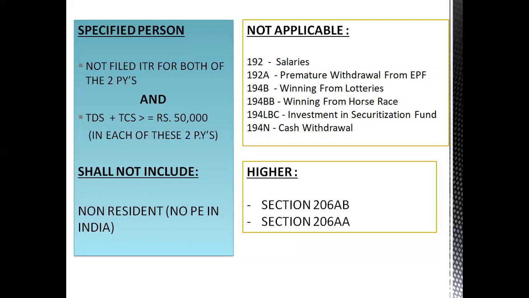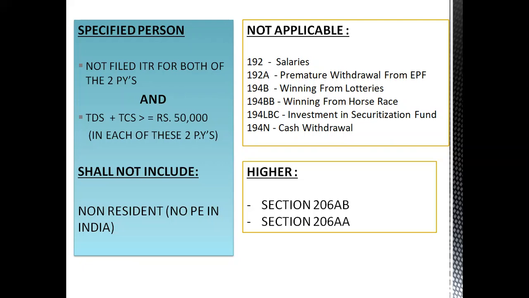As a second point, this section shall not apply where tax is required to be deducted under section 192, 192A, 194B, 194BB, 194LBC, and 194N. In short, section 206AB is not applicable where TDS is required to be deducted from salaries or premature withdrawal from EPF, or from winnings from lotteries, or winnings from horse races, or investment in a securitization fund, or cash withdrawal.